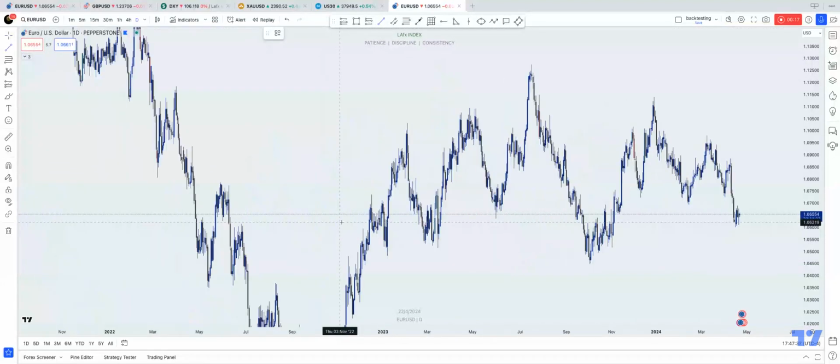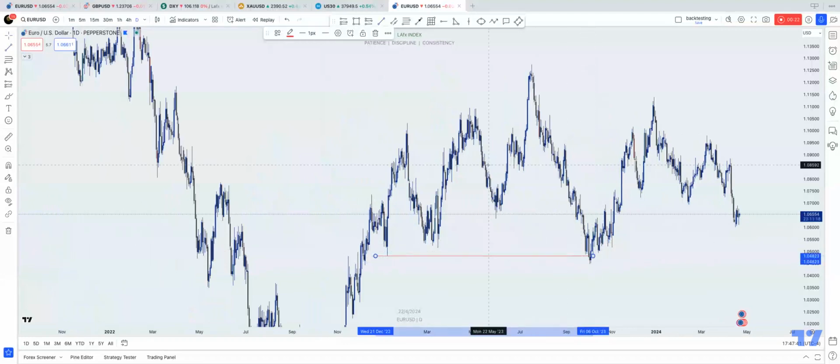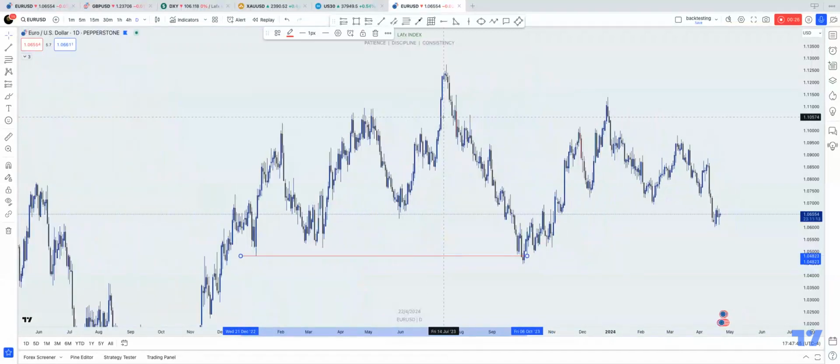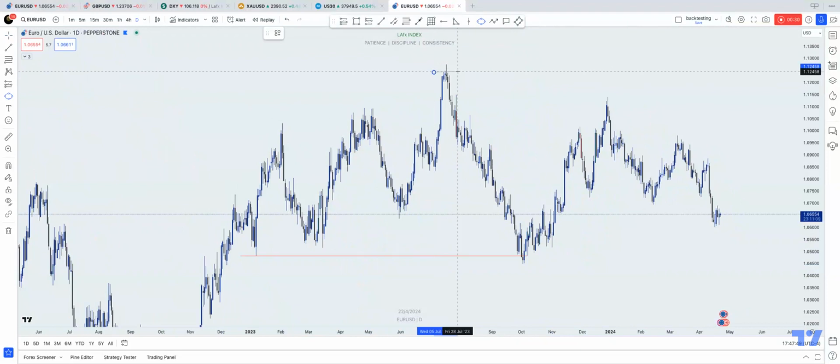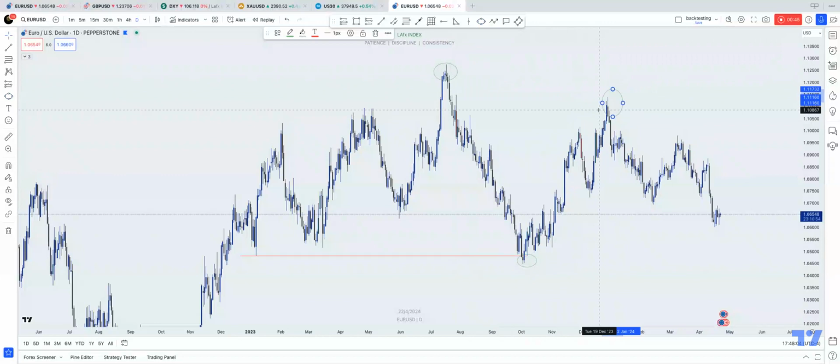All right. We have a break of structure. On the daily, we have break of structure. This is our high. This is our low. This is our lower high. Oh, so which one is this? Yeah, high, low, lower high.